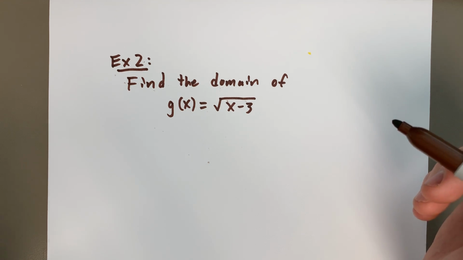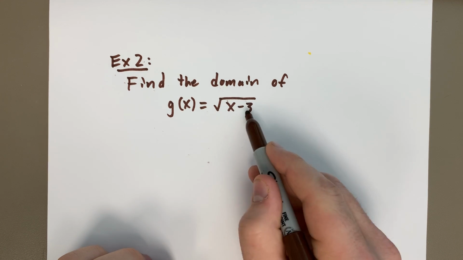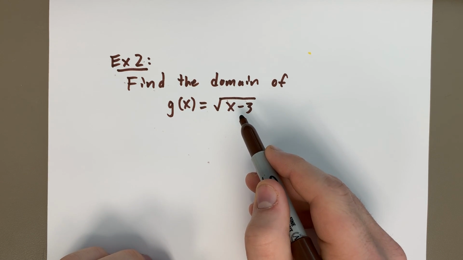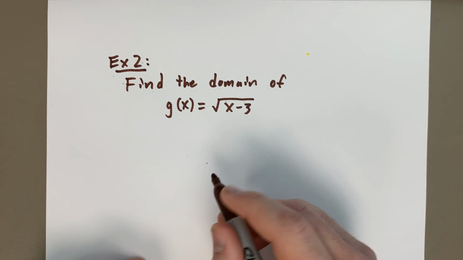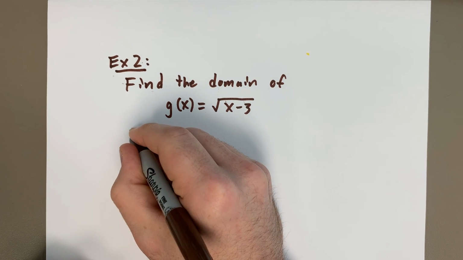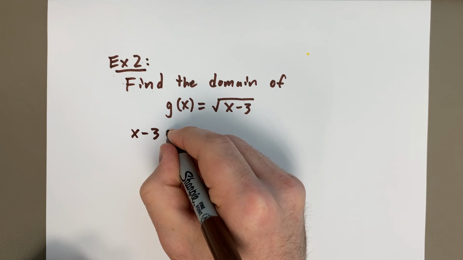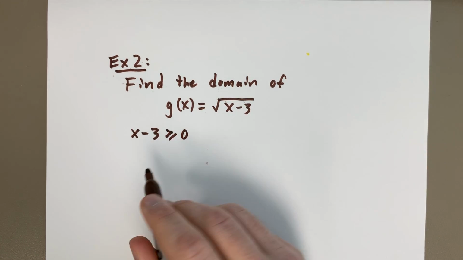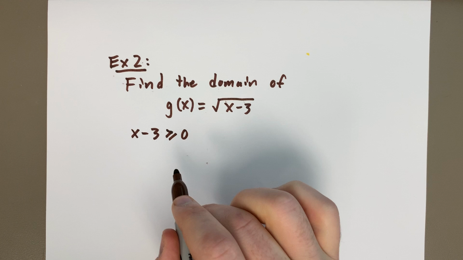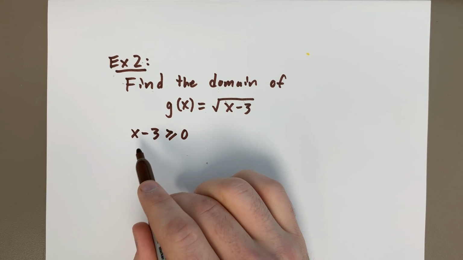So the trick for radicals, as I mentioned in the last video, is to set the thing inside the radical greater than or equal to 0, because I can take the square root of 0. So instead of finding the things that we can't plug in in this weird case, we are going to look at all the things that we can plug in. We're trying to find the set of x values that make this possible. So we say x minus 3 is greater than or equal to 0. And now I need to figure out what x can be.